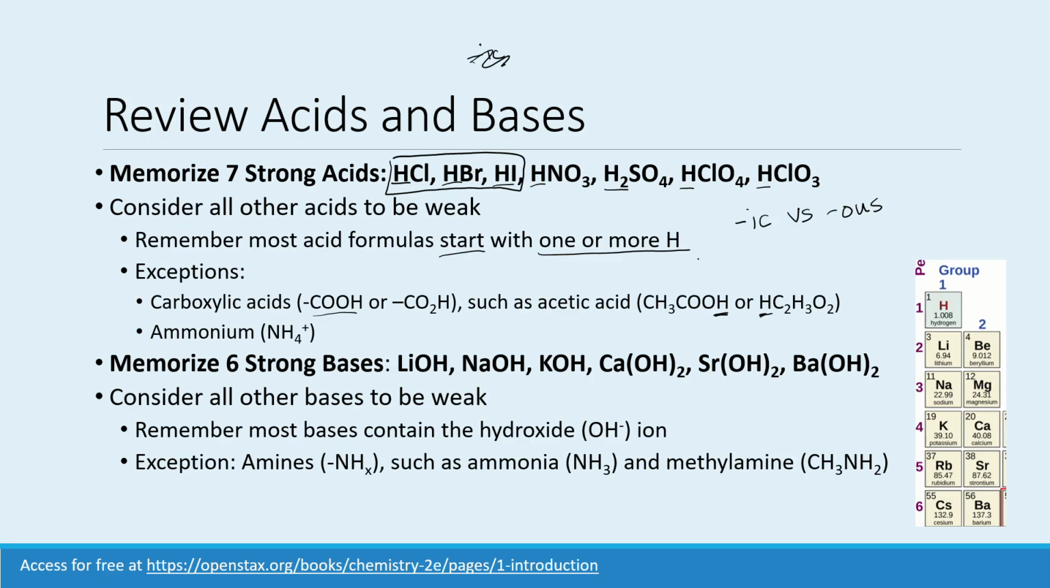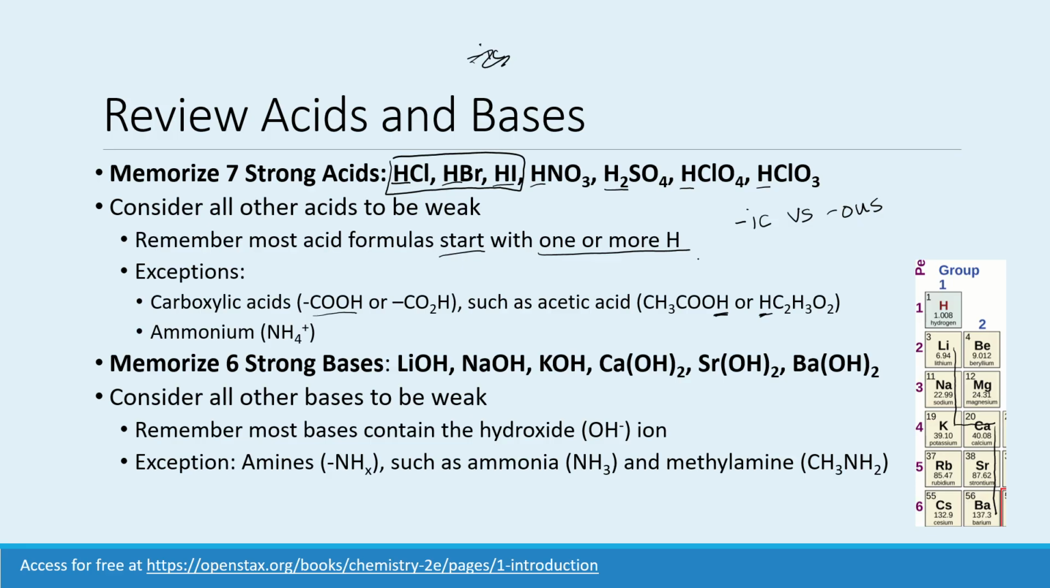So remember, your alkali and alkaline earth metals are your first 2 groups in the periodic table. So I have those pictured here on the right. And as you go down, you've got lithium, sodium, and potassium. And then you stair-step over to calcium, strontium, and barium. Okay, so those are your 6 metals that are going to form with the hydroxide to give you a strong base. So you want to consider all other bases to be weak.